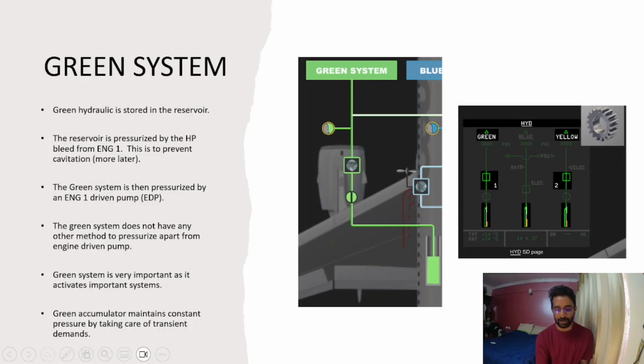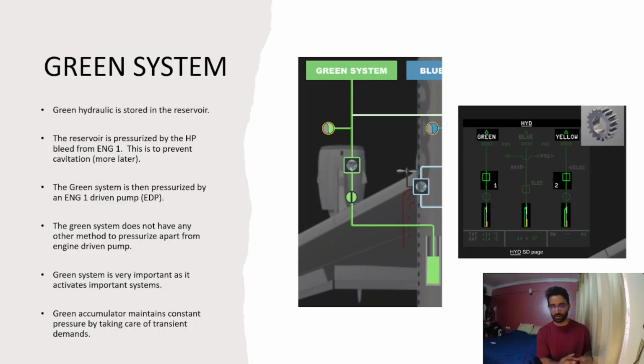Basically we have hydraulic fluid stored in a tank, and this tank is called a reservoir. So the green hydraulic system fluid is stored in a green reservoir, and this tank needs to be pressurized. If you want the fluid to function properly, you need to store it under pressure. So how do we pressurize a tank? How do we keep this fluid stored in a pressurized tank? We have the left engine, which is called engine 1. From henceforth, the left engine I'll always refer to as engine 1, which is the port side, and the starboard side will be called engine 2.